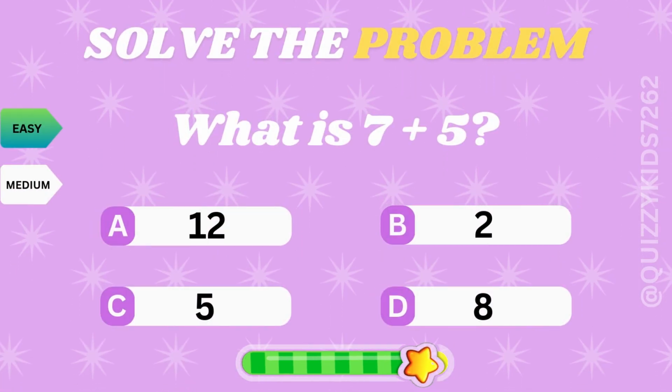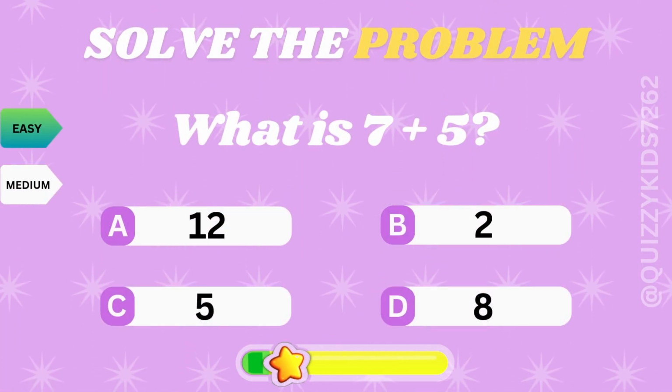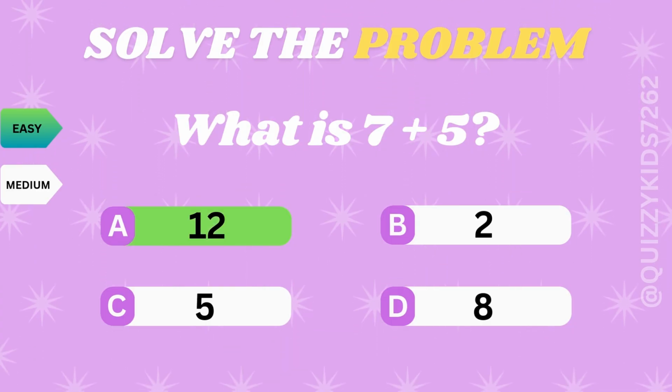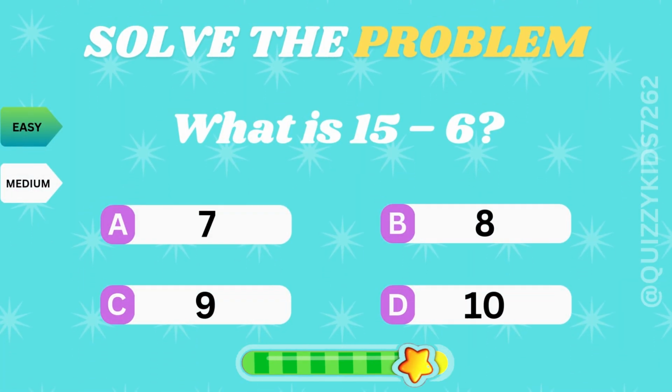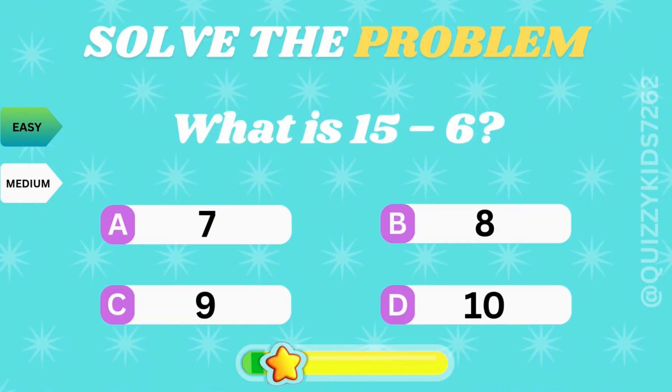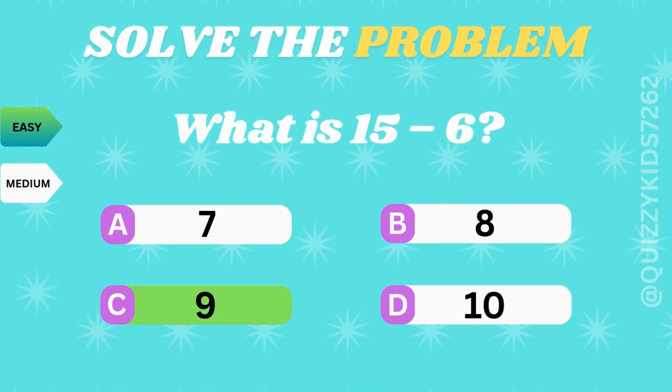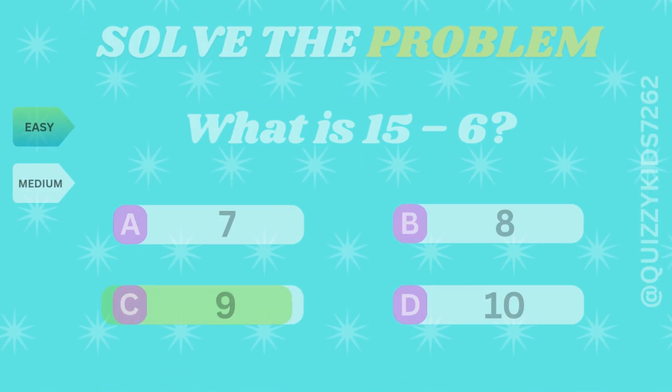Let's start easy to medium level. 7 plus 5. 12 is the right answer. 15 minus 6. 9 is the right answer.